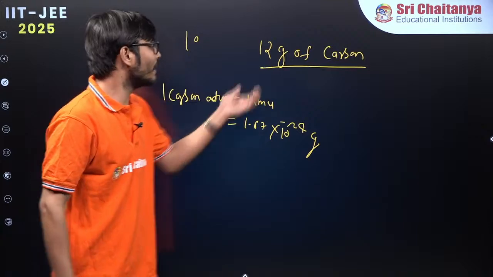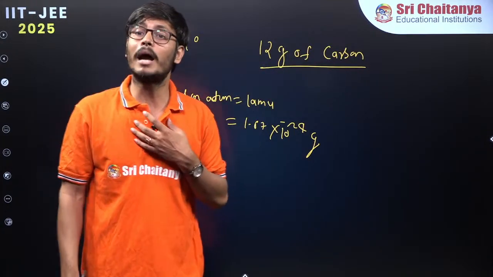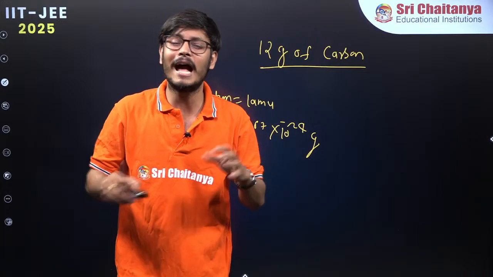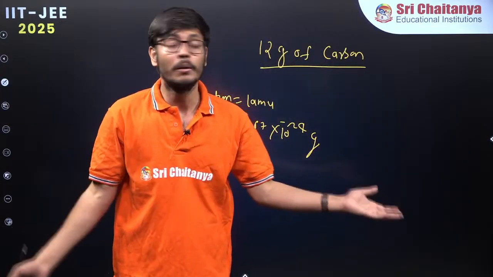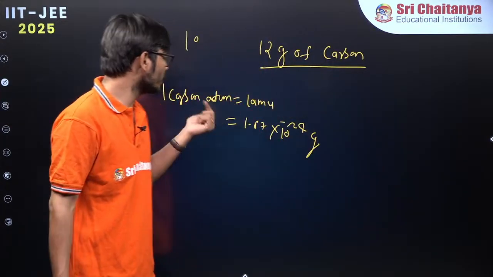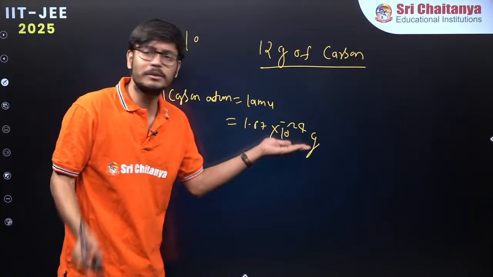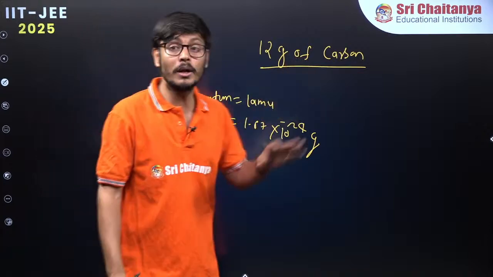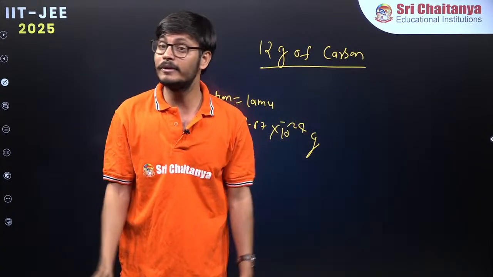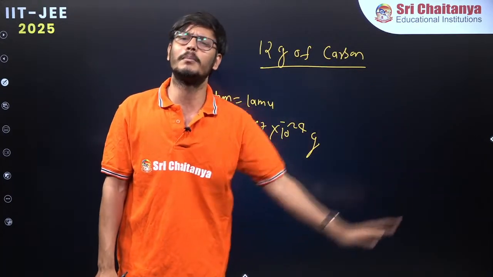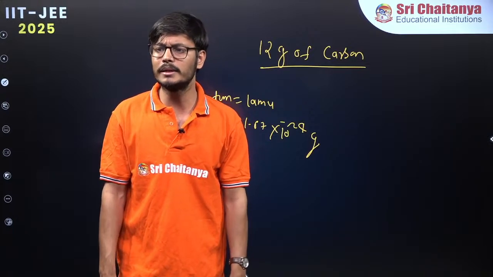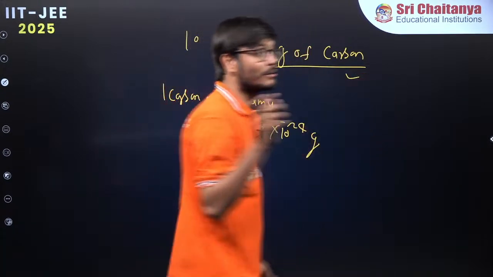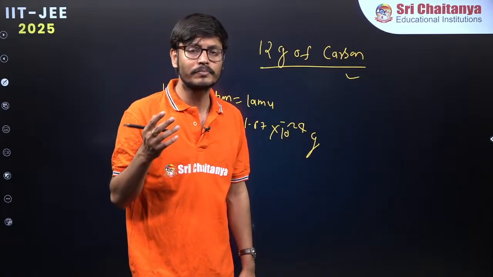Hai ki nahi? But right now we are having 12 gram of carbon. 12 gram of carbon will definitely have a huge number of atoms. If 1 AMU, look into this beta ji, 1 atom contains just 10 to the power minus 24, but now we are having 12 gram of carbon, definitely it will contain a large number of atoms. So for carbon 12, how Avogadro number came into existence, that I am telling you.